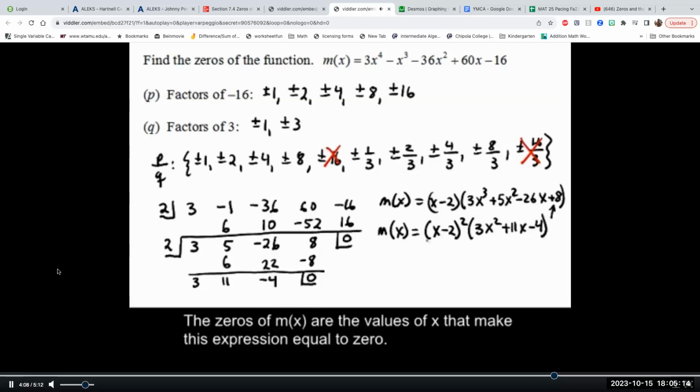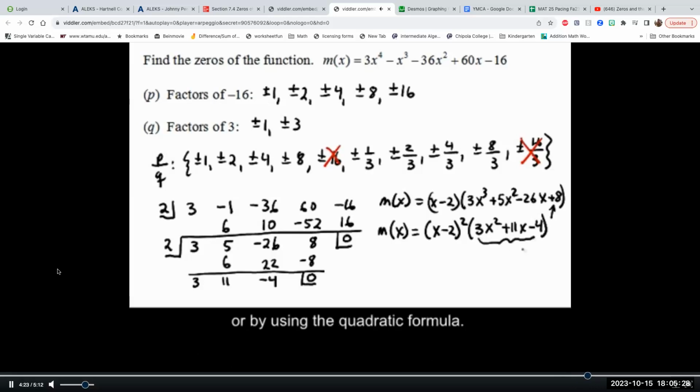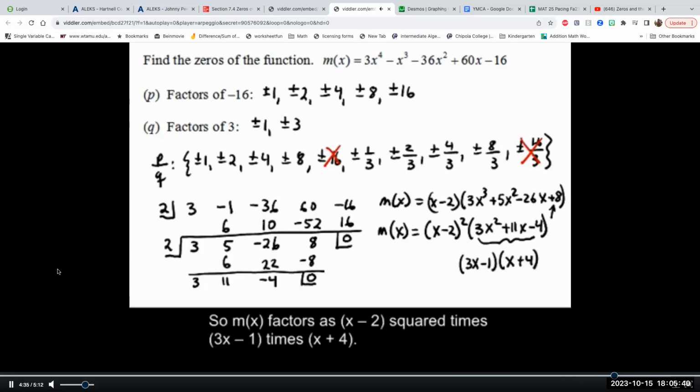And then this is giving us this quadratic right here that she's writing down. The zeros of m of x are the values of x that make this expression equal to 0. At this point, we no longer have to search for rational zeros. This is because we can find the zeros of the quadratic polynomial either by factoring and applying the zero product property or by using the quadratic formula. In this case, the trinomial factors as 3x minus 1 times x plus 4. So m of x factors as x minus 2 squared times 3x minus 1 times x plus 4. And notice the x plus 4, right? The c value is -4.